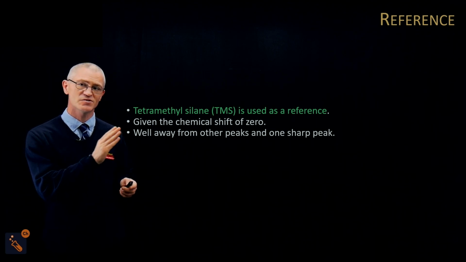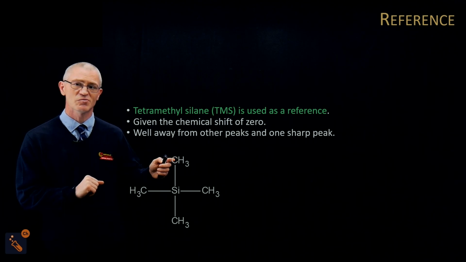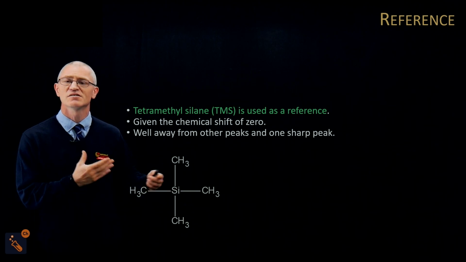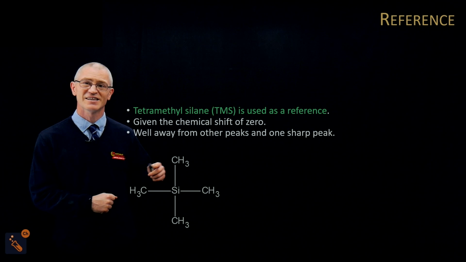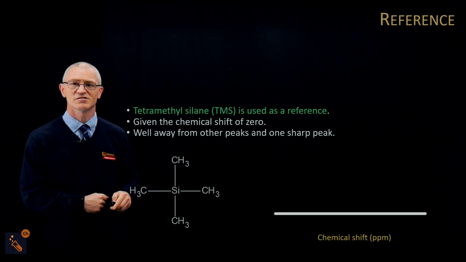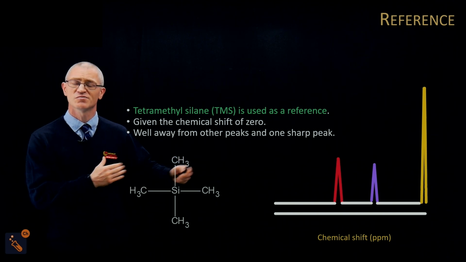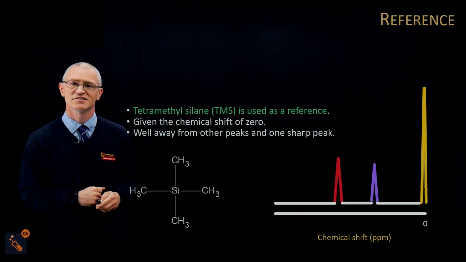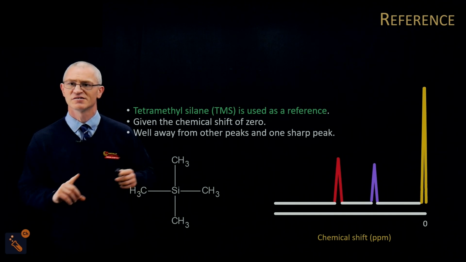Just a reminder, the reference we use is tetramethylsilane, with chemical shift set to 0. Remember all these carbons here are symmetrical all the way through, so they all have the same signal. They're not in a different environment, and they therefore give one sharp peak, as you can see here. That sharp peak is set to 0 when you do the NMR, and then everything else is referenced from it, and it goes from right to left.